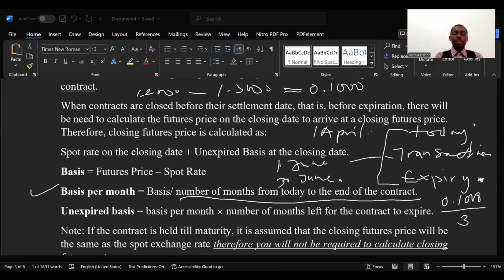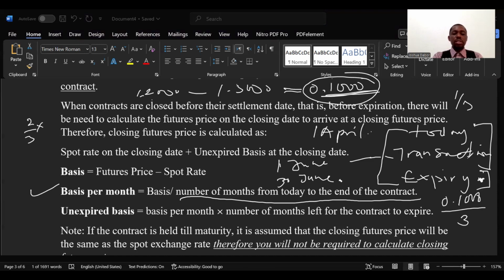Okay, so now what is unexpired basis? If today is 1st of April and the transaction date is on 1 June, so this is 2 months. That means the basis for those 2 months has expired. Okay, so the expired basis will be what? 2 over 3 times this amount. Okay, so unexpired basis is just 1 month to expiration. You close the contract a month to go. So the unexpired basis will now be 1 all over 3 times this amount. Okay, so whatever you get, that is what the unexpired basis is.